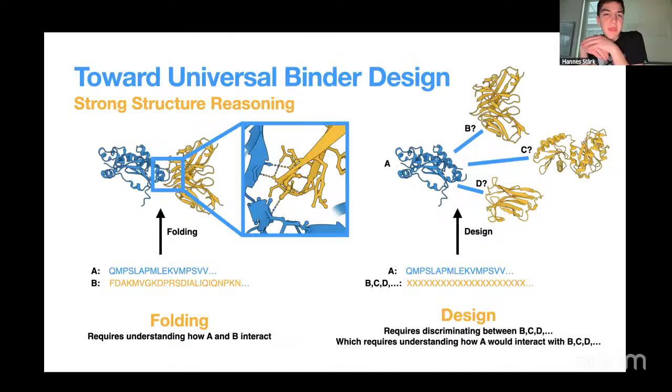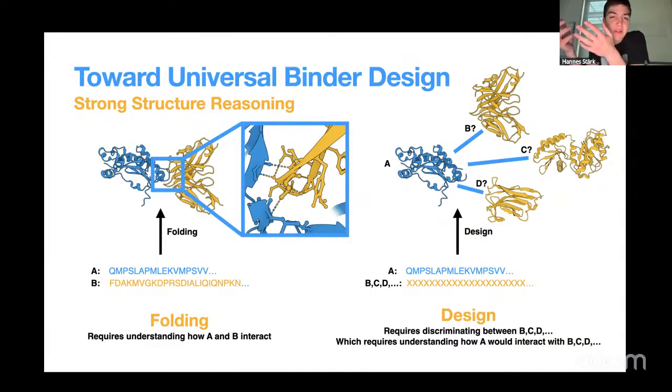First, towards strong structure reasoning, the point that we're making is that if we want to do design, then this means discriminating between different options for what the binder could be. Here on the right, we're saying, if we want to decide, will A bind to B, will A bind to C and D, and then choose between these options B, C, D, then this means understanding how A would interact with B, C, D, because we need to discriminate between them. And this understanding of how things interact, that is the folding task.